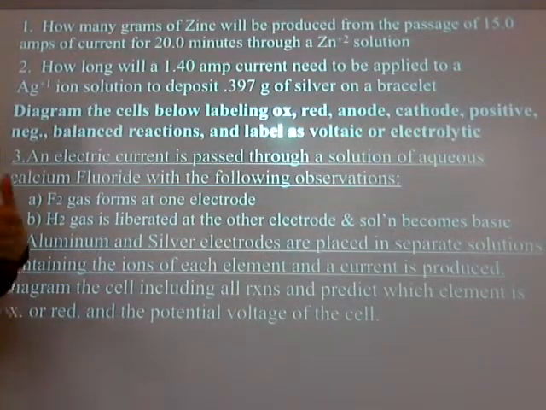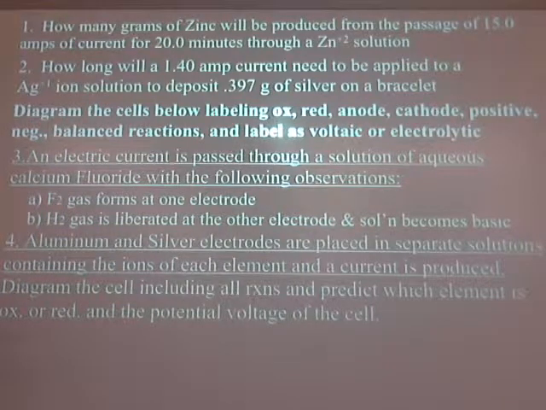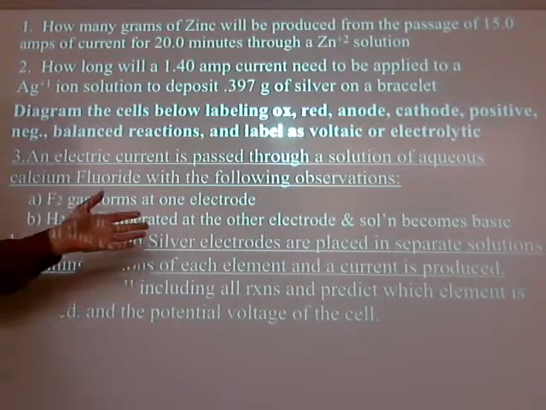Like, for example, what is a voltaic versus an electrolytic cell? What are the parts of the cell? What are the half reactions? What does the salt bridge do? All these things, and explain them in terms of what I gave you in the notes. So you're not just going to be able to do math problems on this and get away with it.